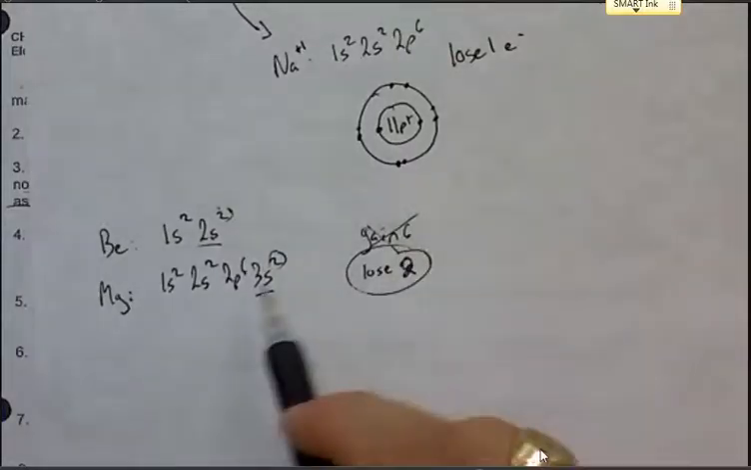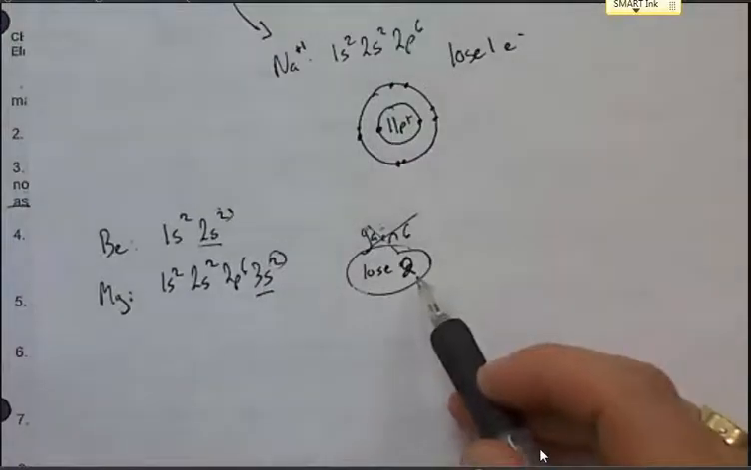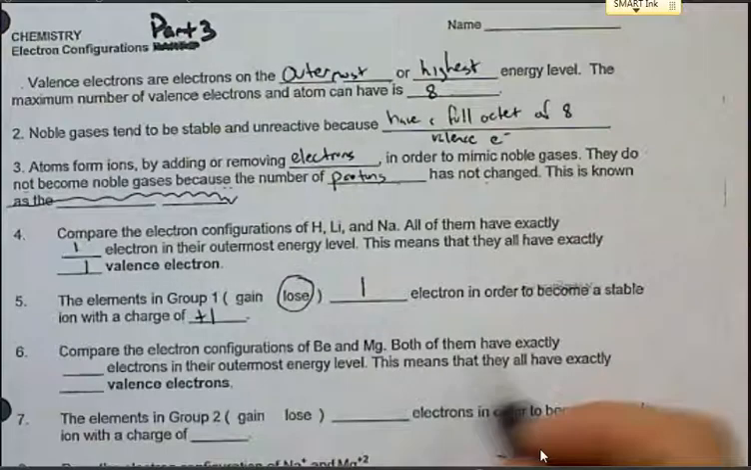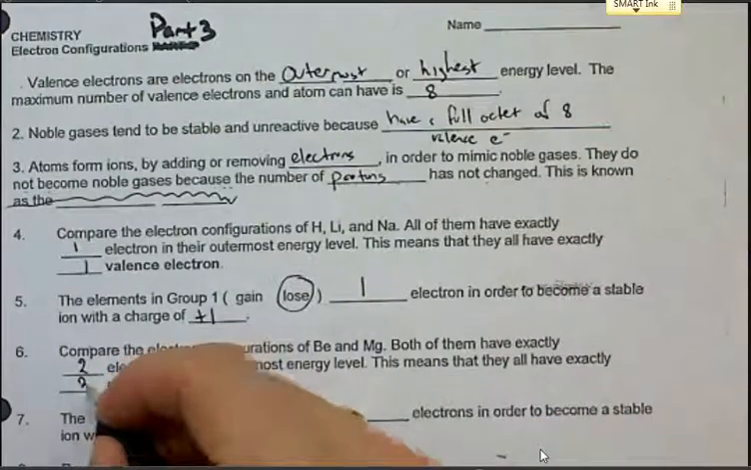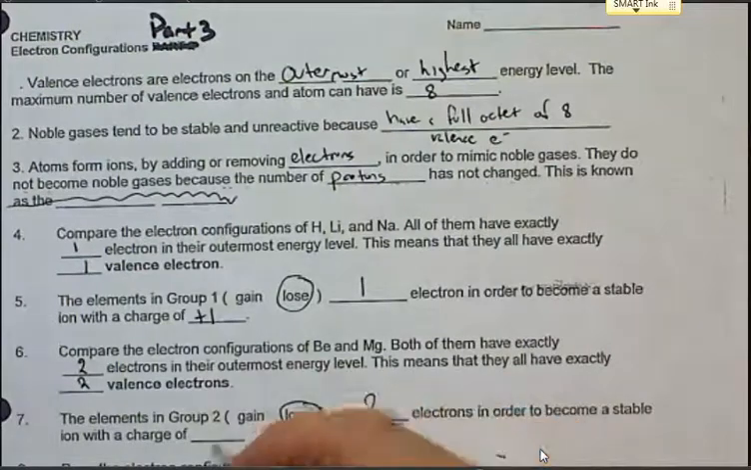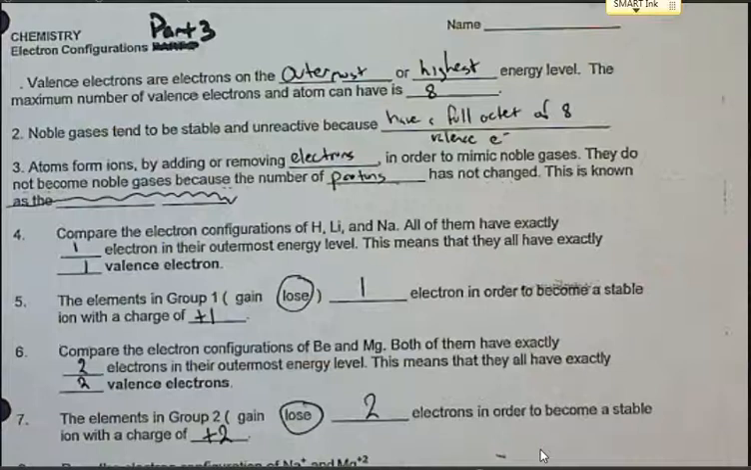Okay? So they have 2 electrons in their outermost energy levels. They're going to lose those 2 to make themselves look like a noble gas. So both of them have exactly 2 valence electrons. They're going to lose 2 of them to become a charge of now +2. Let's move on to finish up the bottom of this page.